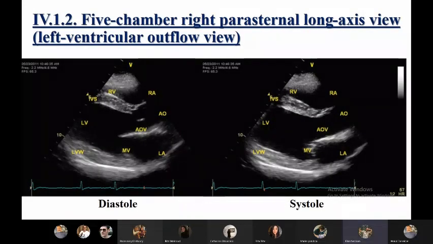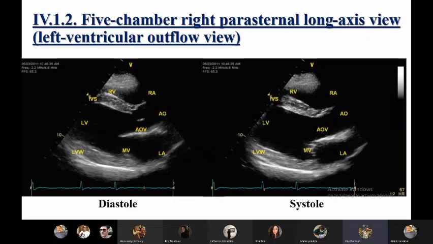For the second long axis view, the 5-chamber right parasternal long axis view, also known as the left ventricular outflow view. In these images, we can see the right atrium, right ventricle, interventricular septum, left ventricular wall, left ventricle, left atrium, mitral valve, aortic valve, and the aorta are all visible.